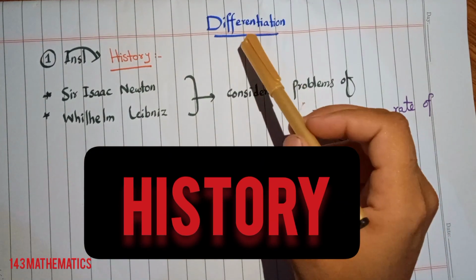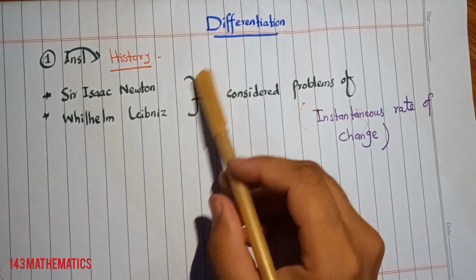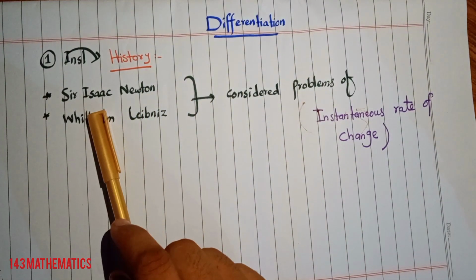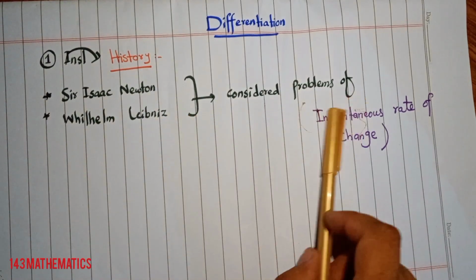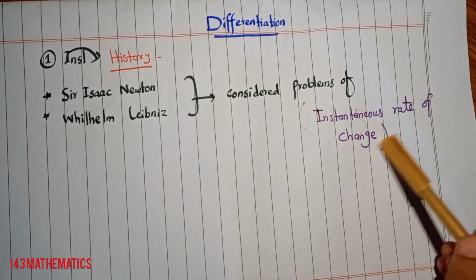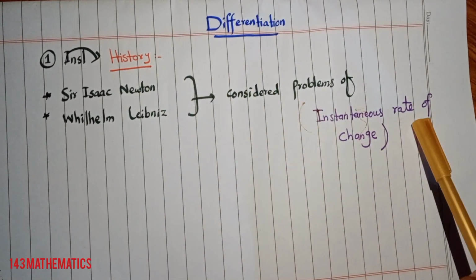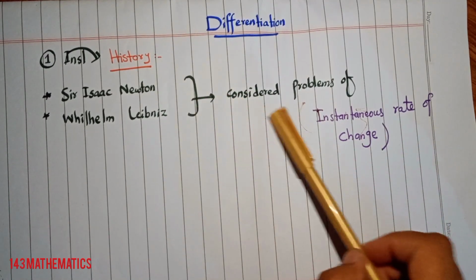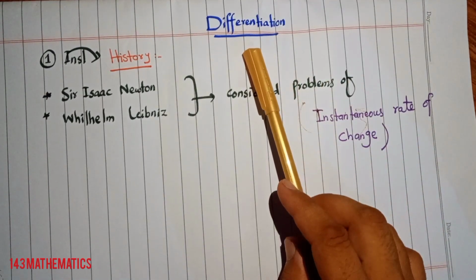Today we will discuss differentiation. So first of all, what is the history behind differentiation? Two famous mathematicians, Sir Isaac Newton and Leibniz, in the 17th century considered the problem of instantaneous rate of change. We know about rate of change. Differentiation, or the derivative, simply deals with rate of change. This was the time when the concept of instantaneous rate of change and the concept of differentiation were developed.